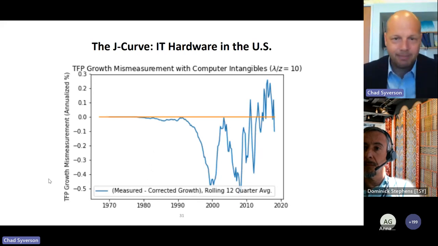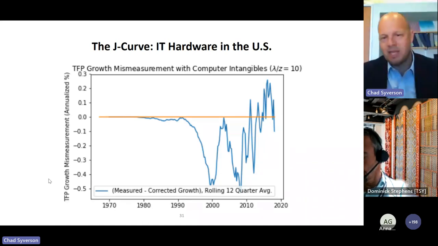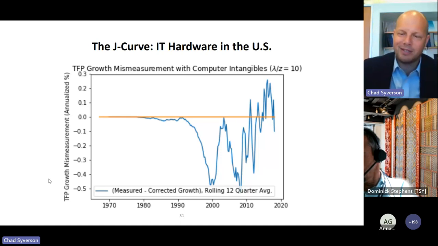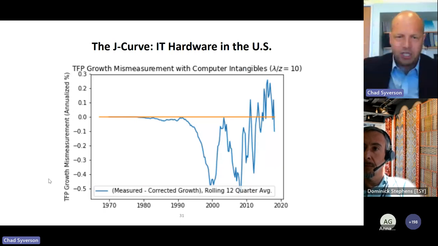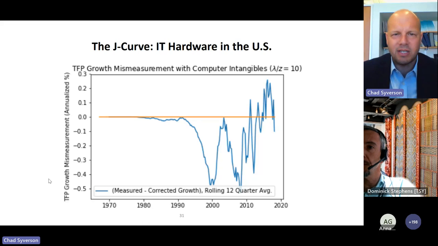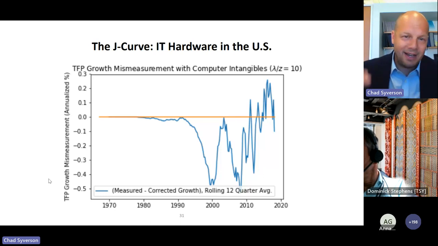We actually grabbed some numbers for what happened with computer hardware intangibles, for example, and we found that there was a J curve associated with that. Obviously, the true data is a little messier than the stylized back of the envelope model in this figure, but you can see the bottom half of the J curve shape, and it lasts from about the mid 1990s to the mid 2010s. So you have about a 20 year understatement of productivity growth due to IT hardware. Okay, so maybe AI is the next thing, and maybe we've already started on the bottom end of the J curve related to AI.